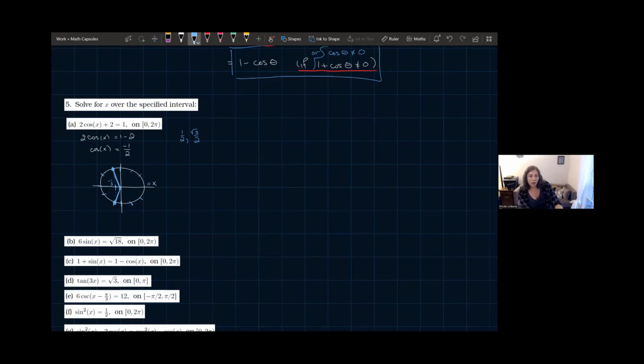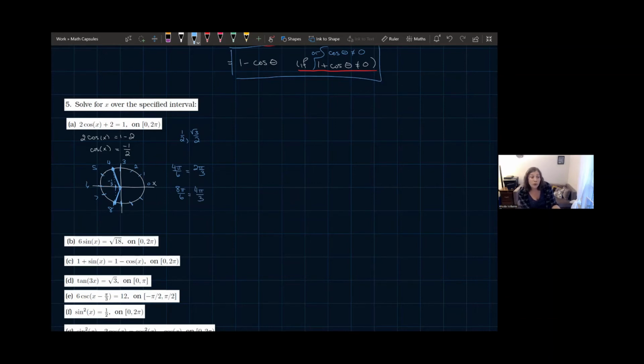And now we count to figure out which angles those are. So starting at 0, I can go 0, 1, 2, 3, 4, 5, 6, 7, 8. So that means that cosine is equal to -1/2 at the angle 4 pi on 6, which is 2 pi on 3, and at the angle 8 pi on 6, which is 4 pi on 3.